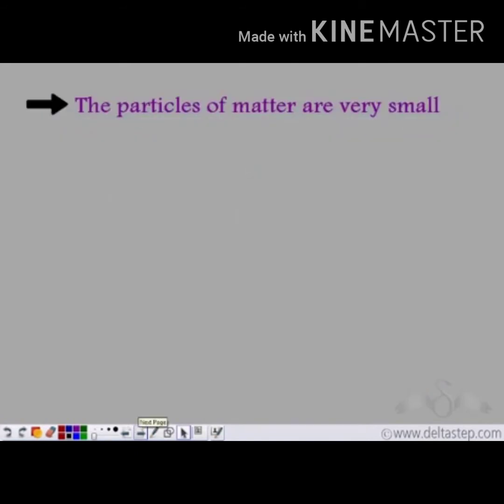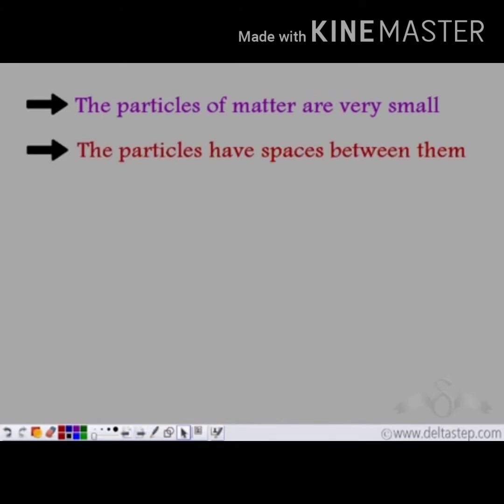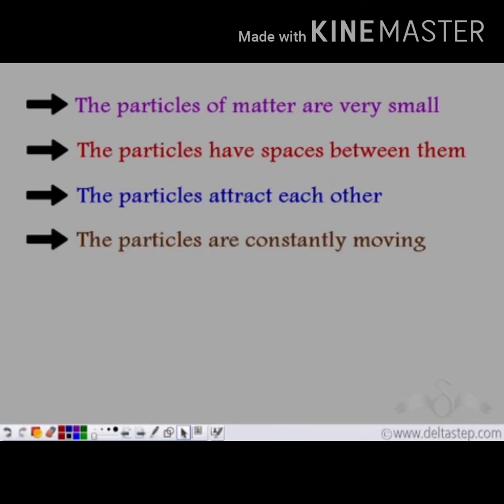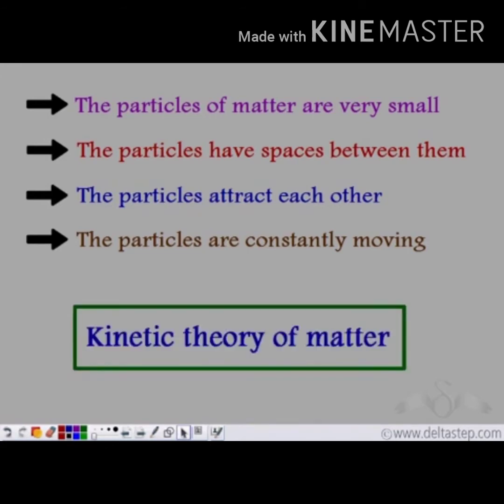Let's recall the kinetic theory of matter, the postulates that we've studied. So we know the particles of matter are very small. They have spaces between them, which we call interparticle or intermolecular spaces. The particles always attract each other by a force known as intermolecular force. And the particles are constantly moving. These are the postulates of the kinetic theory of matter.